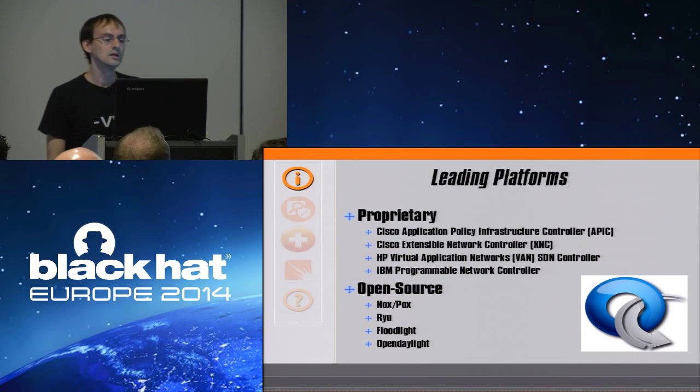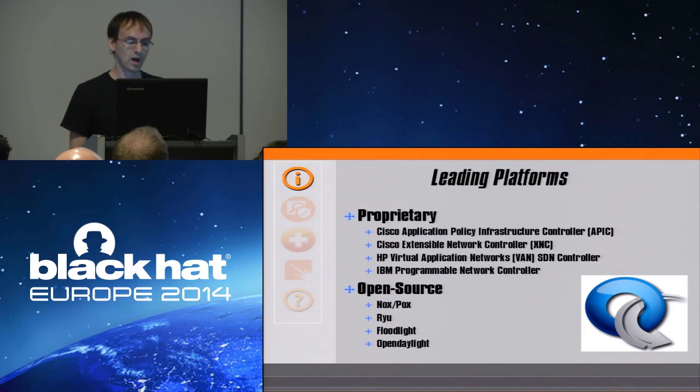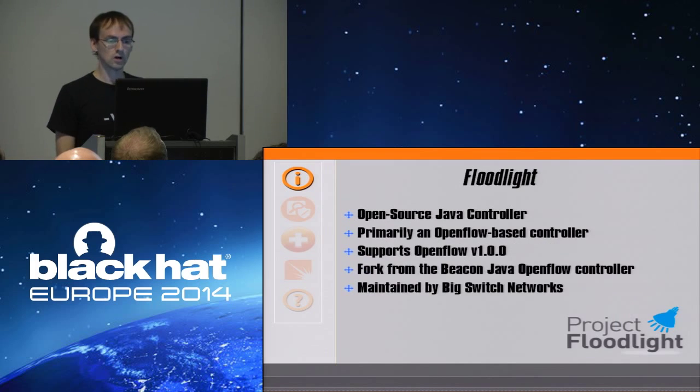Okay. Some leading platforms. There's a lot coming out right now, but these are some of the more prevalent ones. Cisco, of course, has their own proprietary platforms coming out. HP has them. IBM. And then there are some open source ones, the ones we can get our hands on right away without spending the big bucks. We have NOX, POX, Ryu, Floodlight and OpenDaylight. I'm specifically looking at those today because they are promoted as production ready, so I wanted to see what we would get if we put those into production.